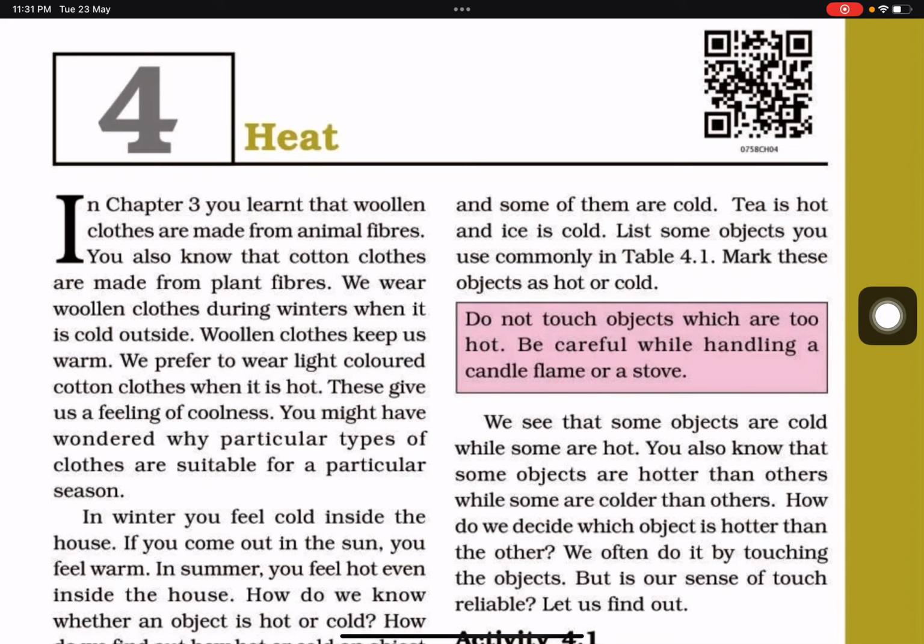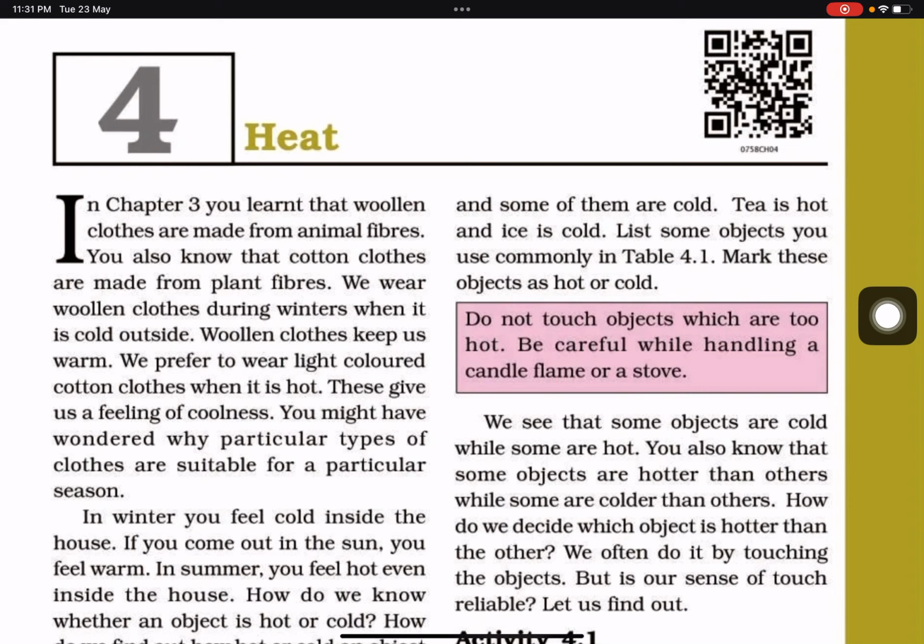So let's start. Now on the first page they are telling that woolen coats are made from animal fibers, and cotton and many more fibers are made from plants: cotton, jute, etc. We wear woolen clothes in winter when it is very cold, but we prefer to wear light color cotton clothes in summer.